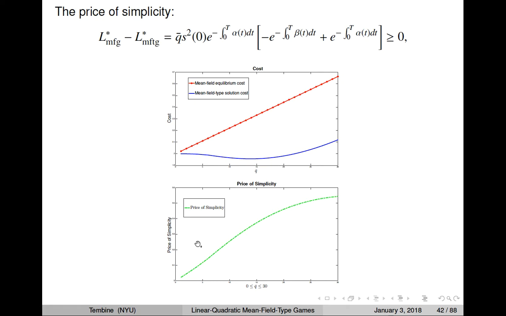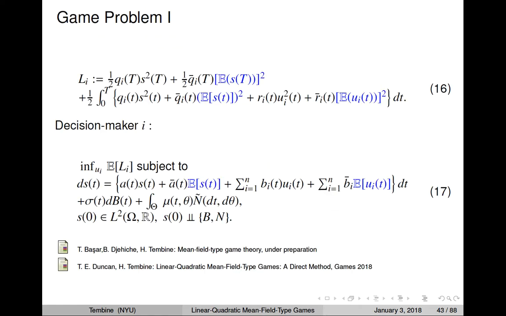And you can look at, of course, the price of anarchy as well. And as you see, the price of anarchy, the ratio, is not one, it's much, much higher than one, and so on.